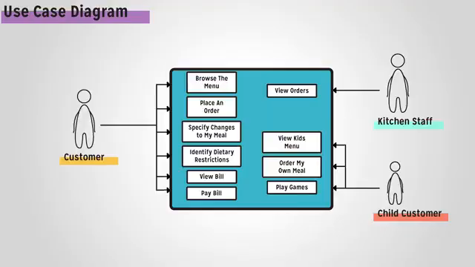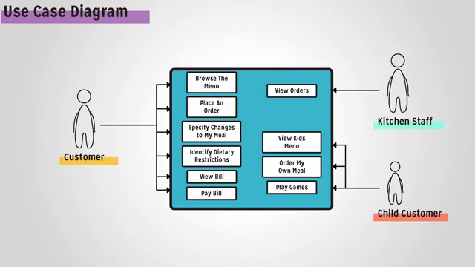Now that you know the structure of a use case description, let's apply this further to a restaurant application example. A good place to start is to create a use case diagram. This is a high-level visual representation of all the tasks supported by the product. It identifies the actors and their use cases in which they participate. In the restaurant scenario, we have the customer, the child customer, and the kitchen staff. Each of their respective use cases are linked to them in the diagram.